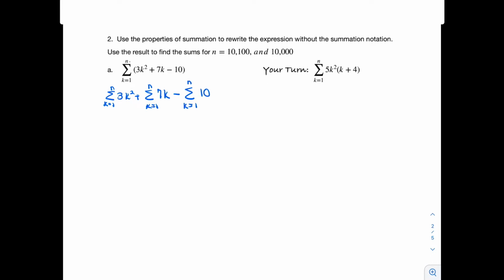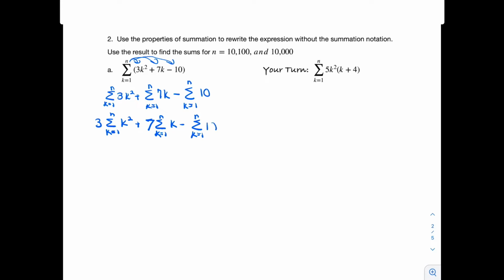Another cool factor of summation is constants can factor out. So I can rewrite this first term as 3 times the summation of k equals 1 to n of k squared, plus 7 times the summation of k equals 1 to n of k, minus the summation of k equals 1 to n of 10.